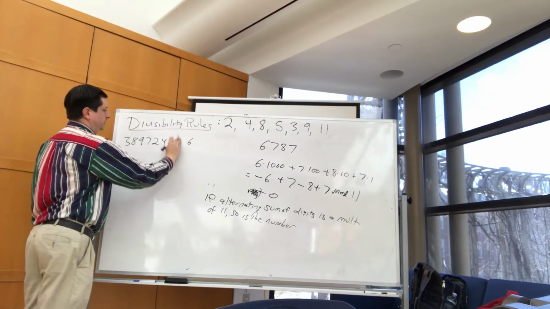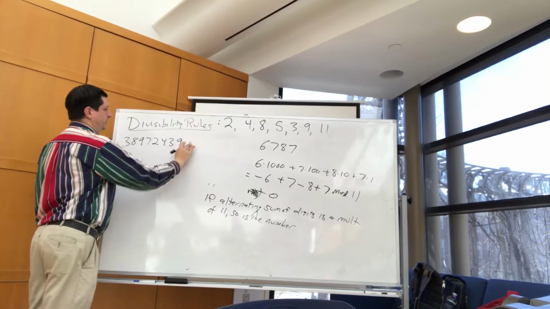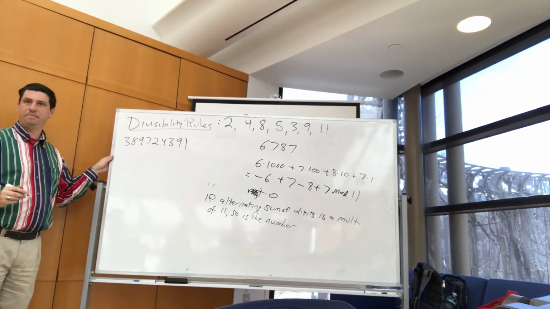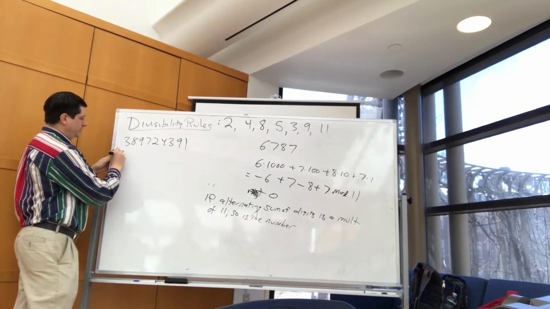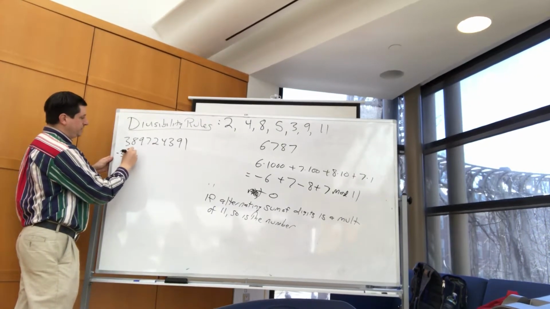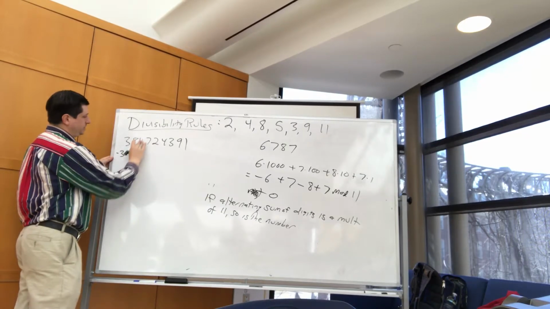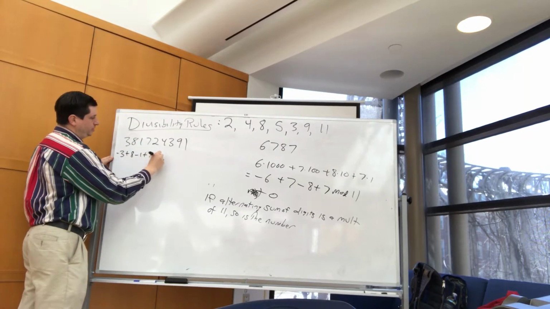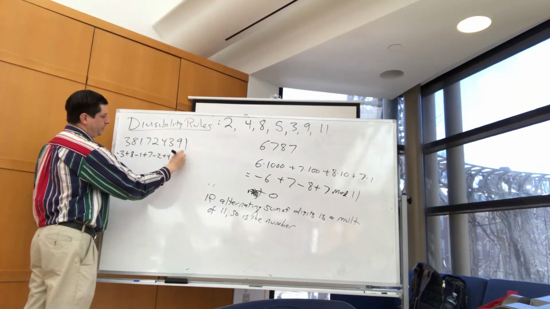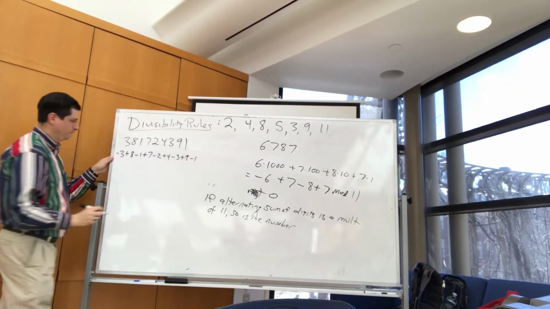Let's make this a 9. Let's make this a 1. So is this a multiple of 11? All right, so I could look at 3, maybe 3 minus 3 plus 8. Let's make this 9 and 1. Minus 1 plus 7 minus 2 plus 4 minus 3 plus 9 minus 1.